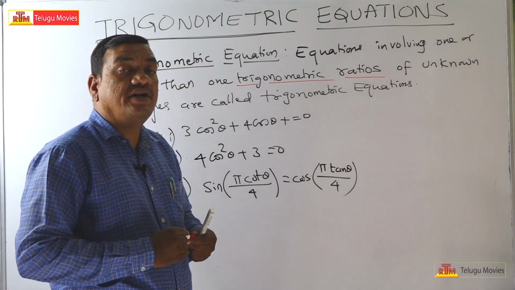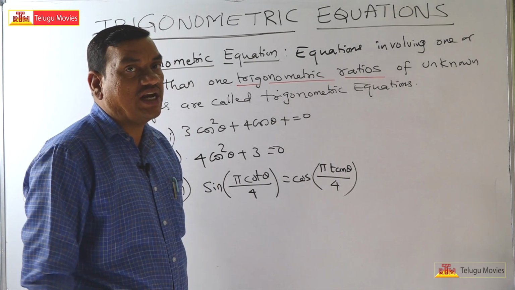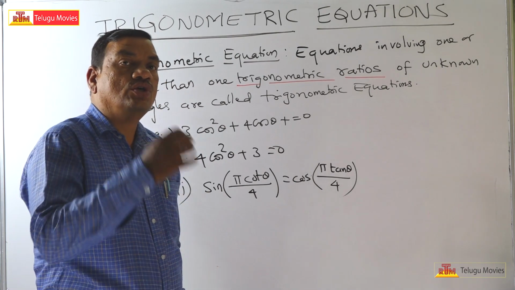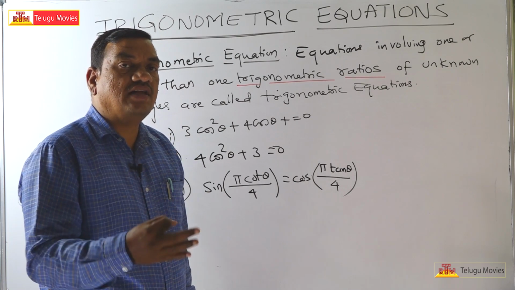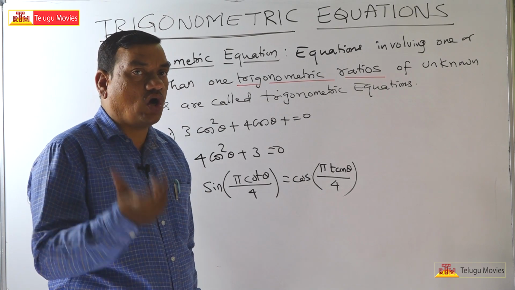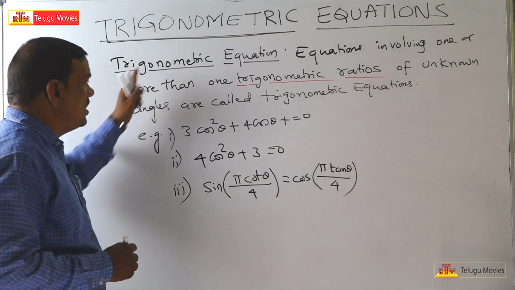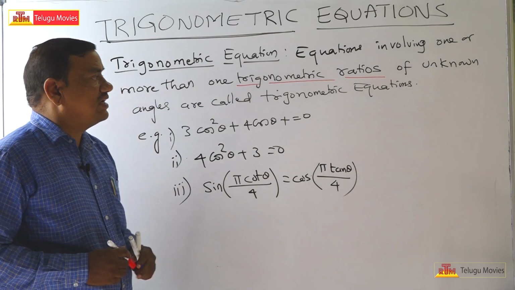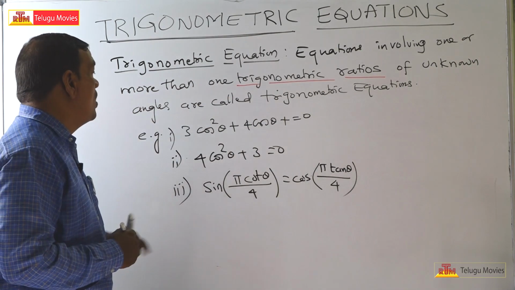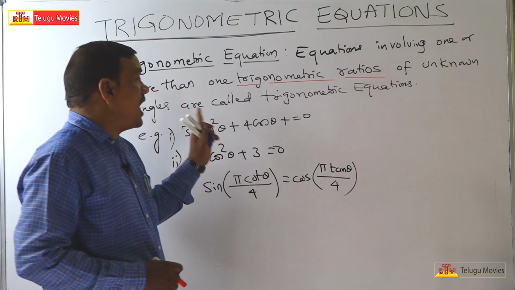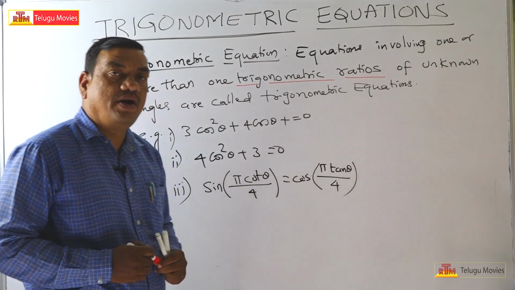How many trigonometric ratios do we have? We have six trigonometric ratios. They are sin theta, cos theta, tan theta, cosecant theta, secant theta, cot theta. That means the equation should contain one or more trigonometric ratios of unknown angles.